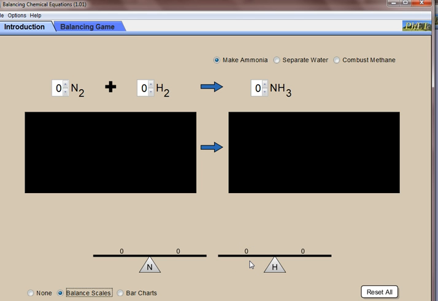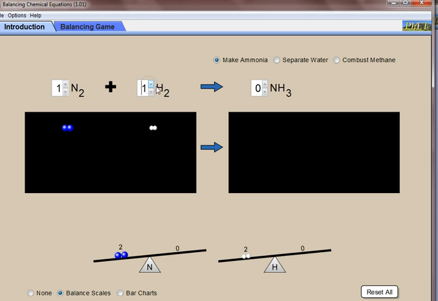Now, this is the reactant box, and this is the product box. The balancing scales will show reactants on the left and products on the right. The first thing we do is set the coefficients of each of these to 1. So we make nitrogen 1, hydrogen 1 and ammonia 1.